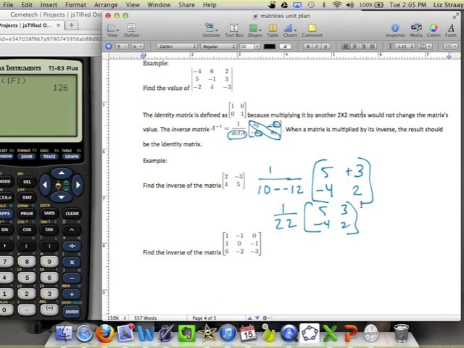And the other day we learned that when we're multiplying by a scalar, or just a constant number out front, we just multiply each number by that. So our final answer would be 5 over 22, 3 over 22, -4 over 22, which could be reduced, and 2 over 22, which again could be reduced. Inverses will often end up having fractions as our answers, because of that 1 over the determinant.